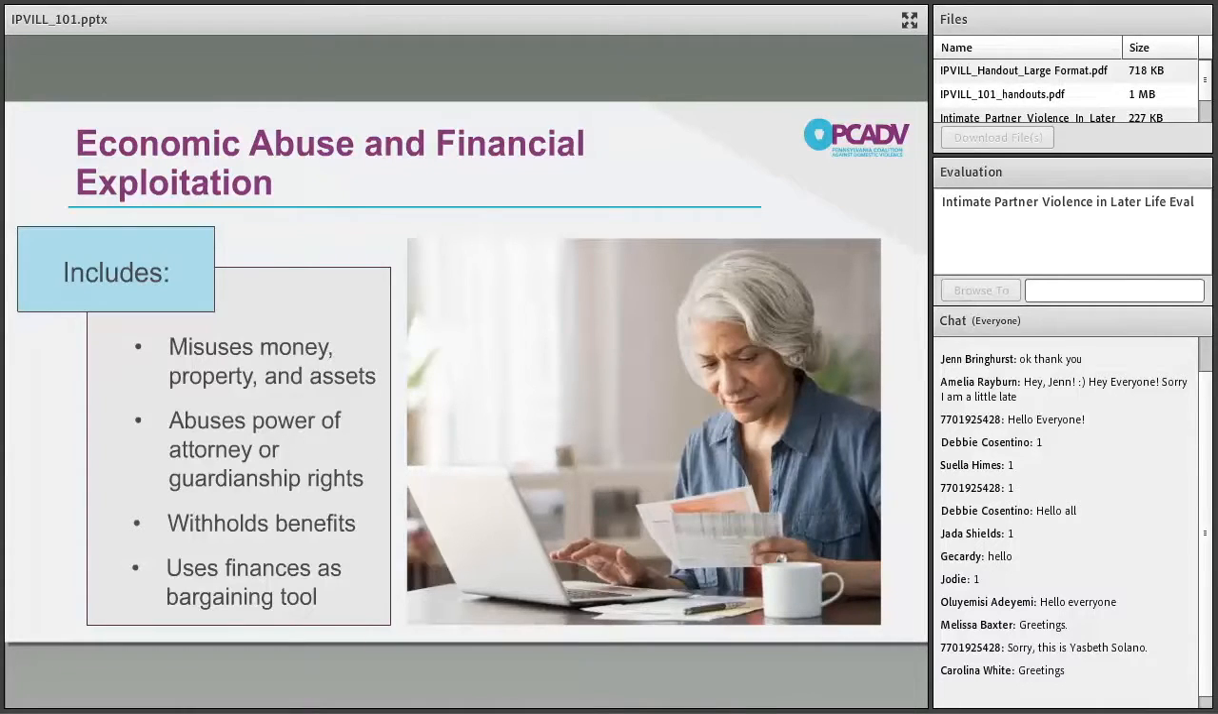They can also withhold these benefits from the older adult in order to get something from them. If you don't do this, I'm not going to give you your food stamp card this month. You will not eat. This is something that we see a lot with financial abuse in terms of domestic violence in older adult populations.